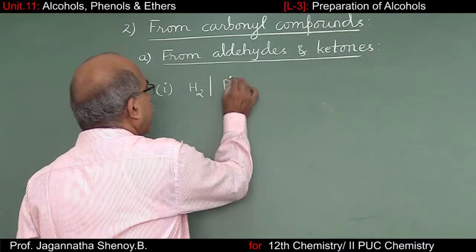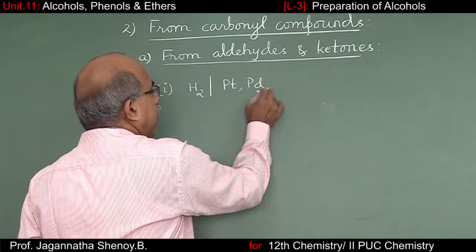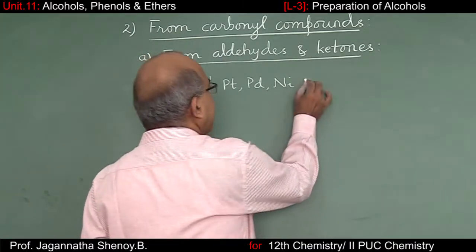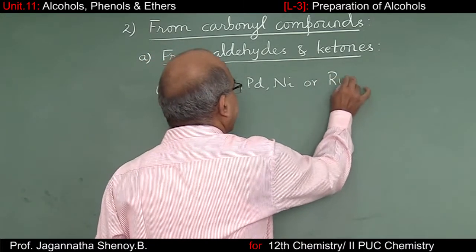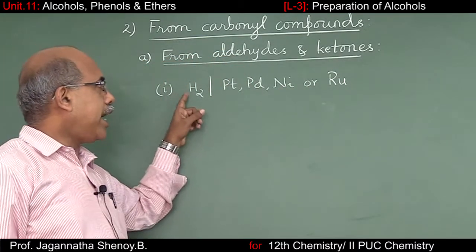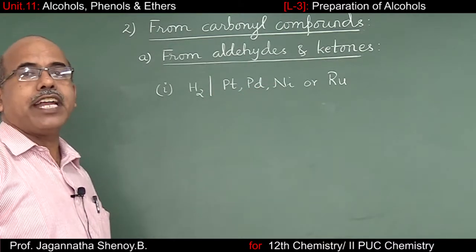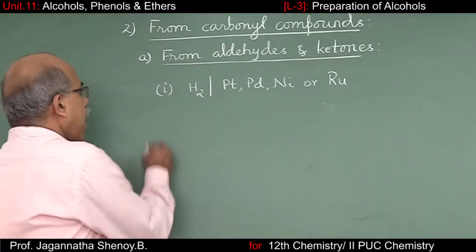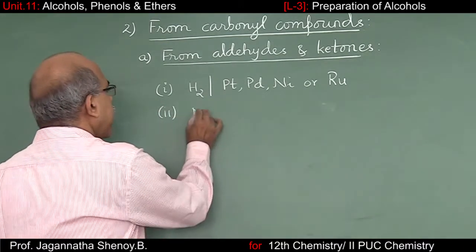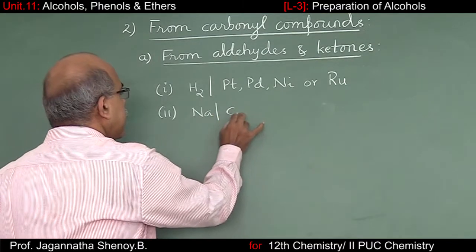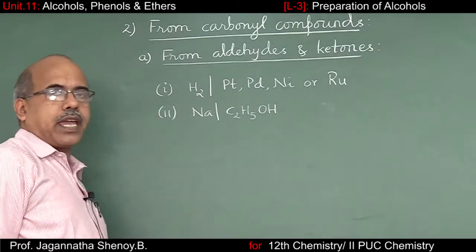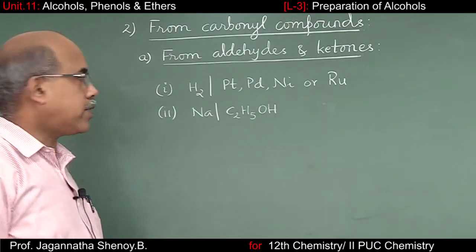I can go for platinum. I can go for palladium. I can also make use of nickel, or I can make use of ruthenium. So one reducing agent that I can consider is hydrogen molecule in presence of hydrogenation catalyst. If not, I can go for the other reducing agent. I can make use of sodium metal in presence of ethanol, ethyl alcohol, Na and C2H5OH.